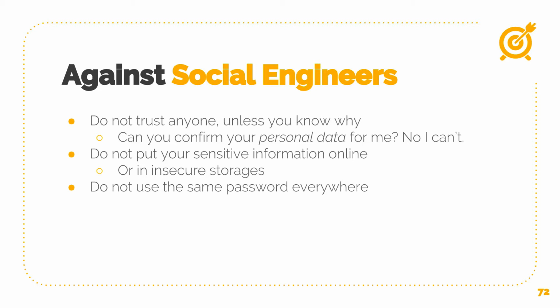How do we protect ourselves against social engineers? Well, just do not trust anyone unless you know why. If someone asks you, can you confirm your personal data for me? Just say, no, I can't. If they know your personal data, they should be able to confirm it for you. So if you get a random call from a random person telling you your first name and then asking for your social security number, just say no.